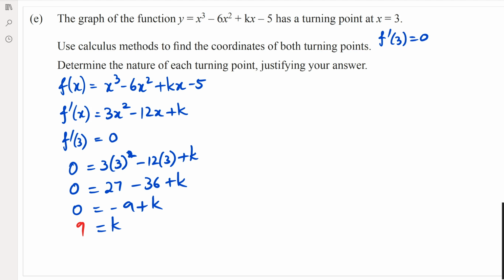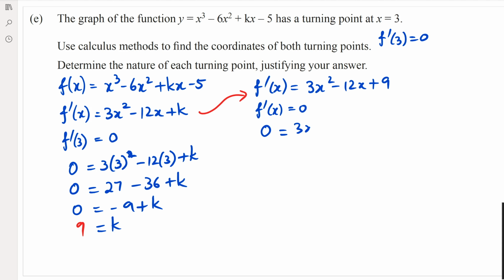So the next one, turning points, fine. Then we actually know what the gradient function is now. So the gradient function is f dash of x. I'm just replacing the k, so I've got 3x squared minus 12x plus 9. And remember, we're trying to figure out what the turning points are. Looking at this, we want to know when f dash of x is equal to 0. So I'm going to put that down: 0 is equal to 3x squared minus 12x plus 9.